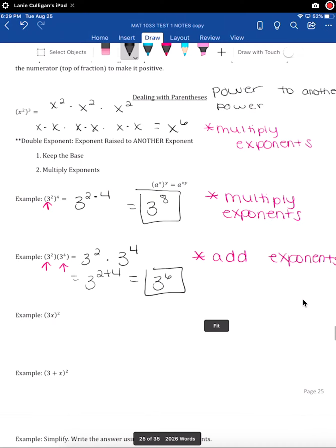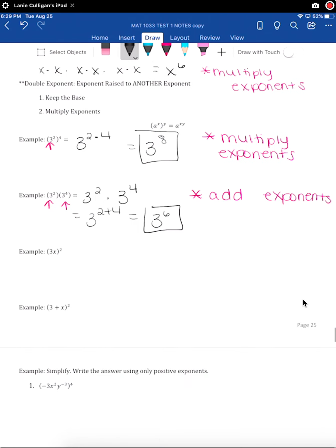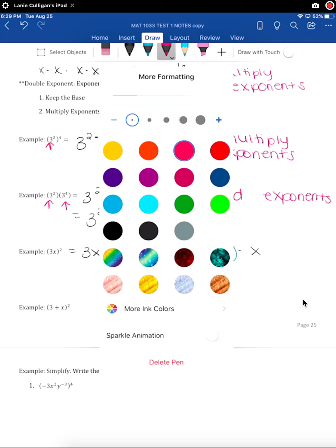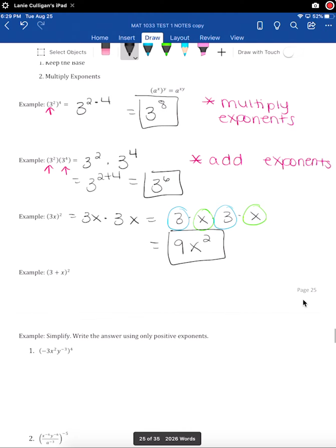Next, we have 3x squared. So we have 3x 2 times. So we have 3x times 3x, which is really just 3 times x times 3 times x. I like to write it out separately like that because it helps me see that we have 3 times 3, which is going to give us 9. And then we have x times x, which is going to give us x squared. So 9x squared will be that final answer.